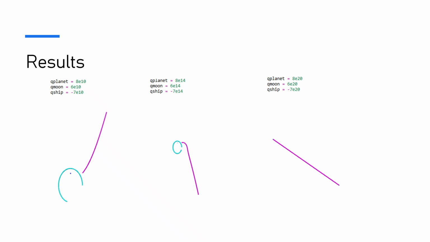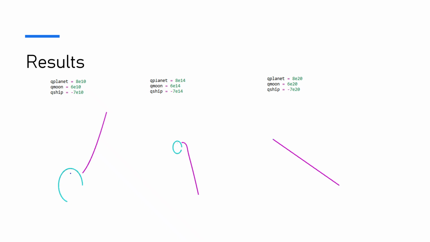For our results, for the first one, we have the Q's at their values times 10 to the 10, and the ship doesn't really seem to care. It just goes away wherever it wants to. It doesn't really get affected by it. In these examples, as we can see, the planet and the moon have positive charges and the ship has a negative charge, to try to make the ship have an attractive force with them.